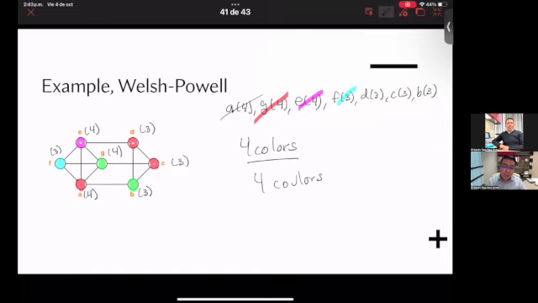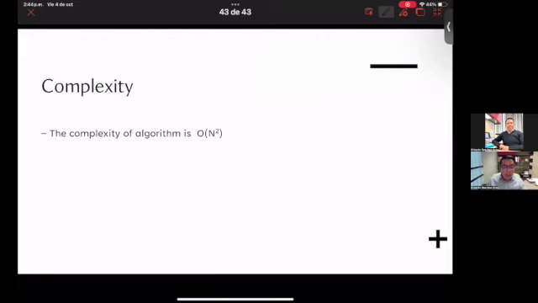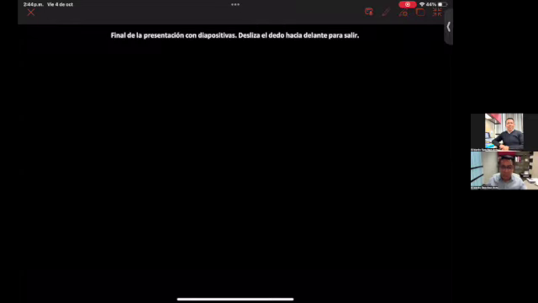Okay, so you can apply it then again for another one to practice, and the complexity of this algorithm is going to be quadratic, and that's it. So I hope you enjoyed learning a little bit about graph coloring and that you can apply it in an interesting problem.